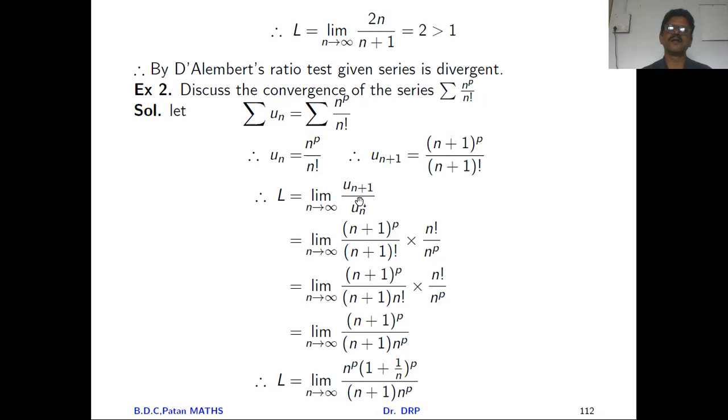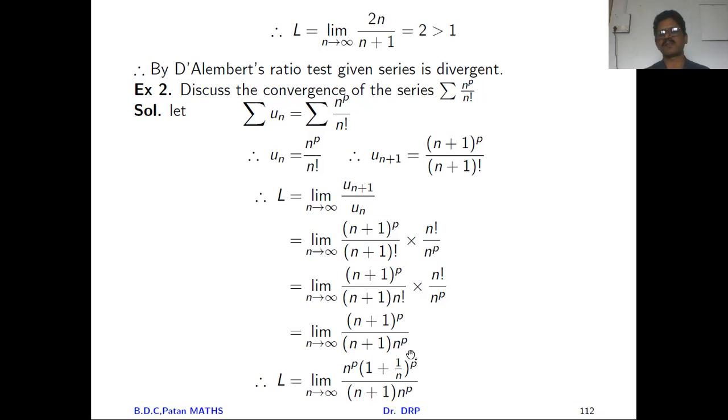And then determine the limit of un plus 1 divided by un as n tends to infinity. You denote it by L. So L is equal to the limit as n tends to infinity of un plus 1, which is n plus 1 raised to p divided by n plus 1 factorial, into 1 upon un. 1 upon un means take the reciprocal of it. It gives n factorial upon n raised to p. And then, friends, n plus 1 factorial can be written as n plus 1 into n factorial. This n factorial gets cancelled. And there you will get n plus 1 raised to p divided by n plus 1 into n raised to p.